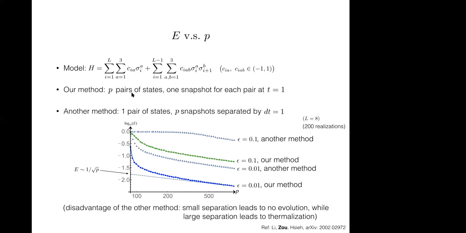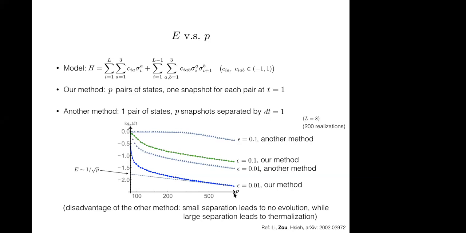So in our method, we have p pairs of states, and we take a snapshot for each pair at evolution time t equal to 1. In the other method, they only use one pair of states, but they take p snapshots separated by some time. We can compare these two methods in performing Hamiltonian tomography. And you can see from the figure here, for the same measurement error, our method always performs better than the other method.